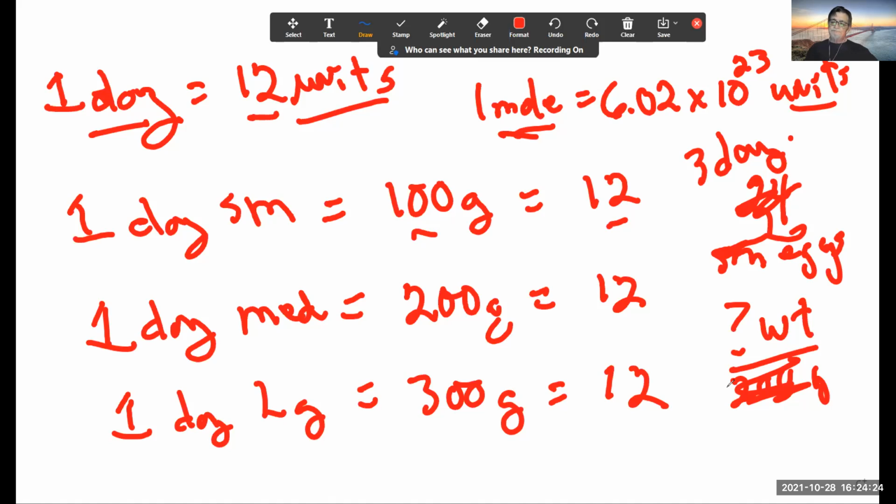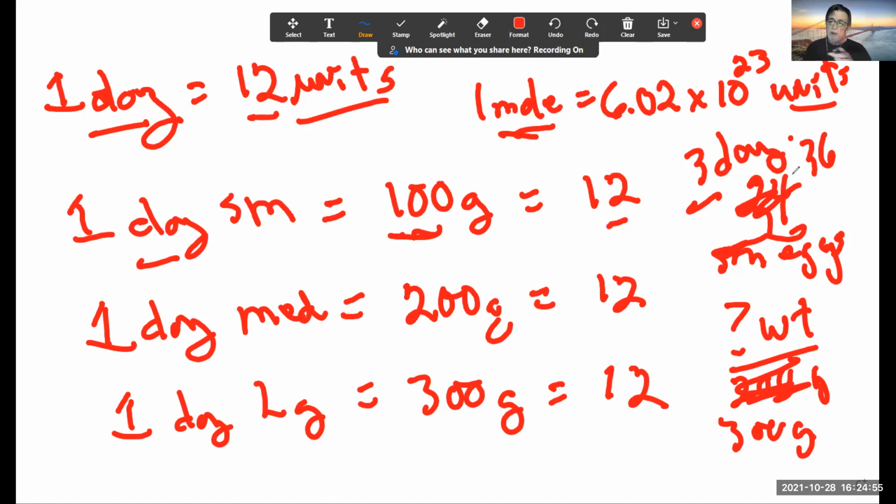Anybody want to give a shot? If 1 dozen weighs 100 grams, doesn't it stand to reason that 3 dozen will be 3 times that, 300 grams? Sure. Okay. I said 3 dozen, but I could easily have said 36 eggs, right? Because I know that if there's 36 eggs, that's 3 dozen, and each dozen weighs 100 grams. Boom, I know the total weight.